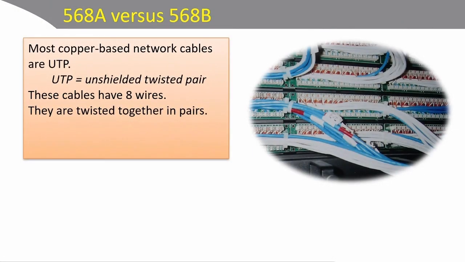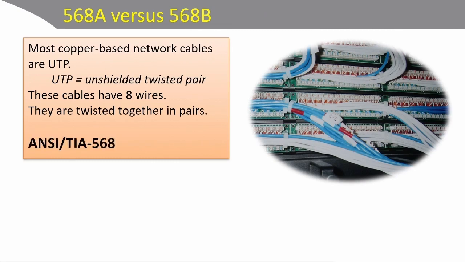568A versus 568B. As we discussed previously, UTP, or unshielded twisted pair, is the favorite cable among network admins because of its flexibility, easy installation, and speed. These cables have 8 wires, which are broken down into 4 pairs. Each pair of wires is twisted together across the entire length of the cable. Twisted pair cabling has several standards associated with it. You need to know which wiring standard to use and what color sequence to work off of.